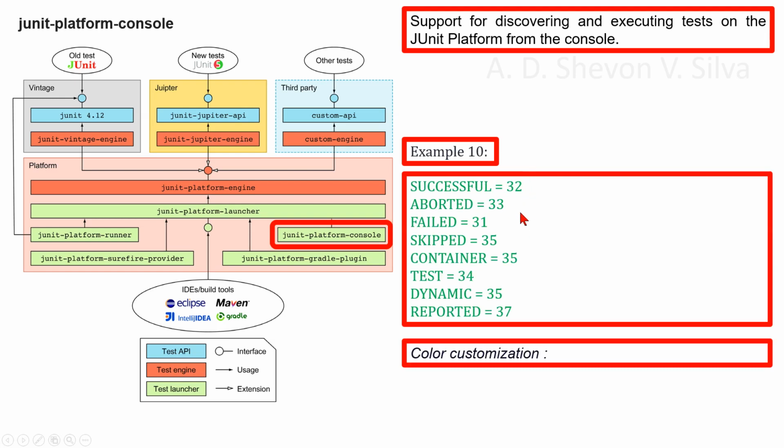Now we are considering color customization. The colors used in the output of the console launcher can be customized. The option single color will apply a built-in monochrome style, while color palette will accept the properties file to override ANSI SGR color styling. The properties file below demonstrates the default style.